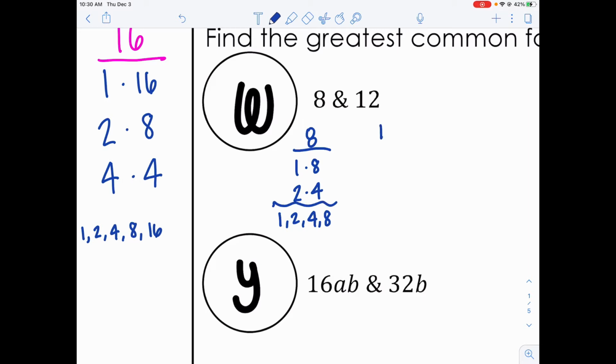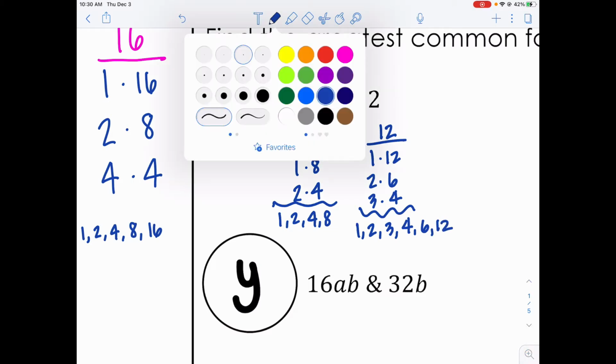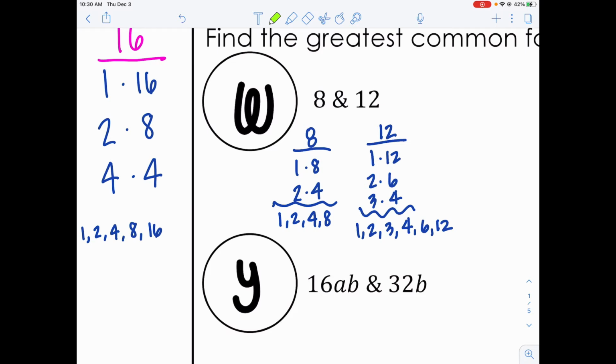Factors of 12. 1 times 12. 2 times 6, so 2 and 6 are factors. 3 and 4 are also factors. Now, 5 doesn't go in, and then there's nothing else. So my factors for 12 are 1, 2, 3, 4, 6, and 12. So those are all of the numbers that I can divide into 12.